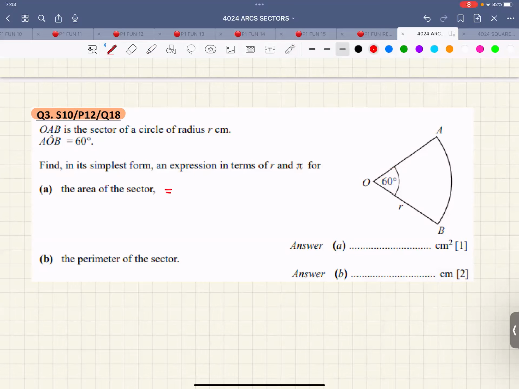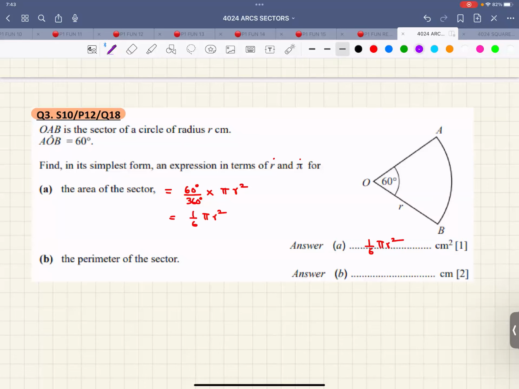So for area of the sector, that is 60 over 360 degrees into pi into r square. They are saying in terms of r and pi, so it will remain as it is. That is 1/6 of pi r square.